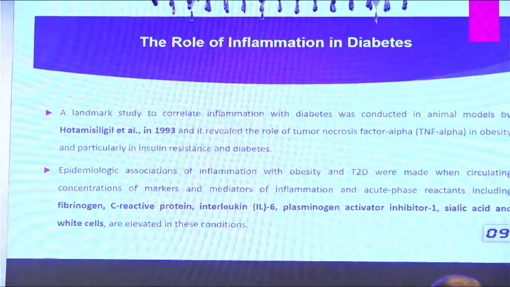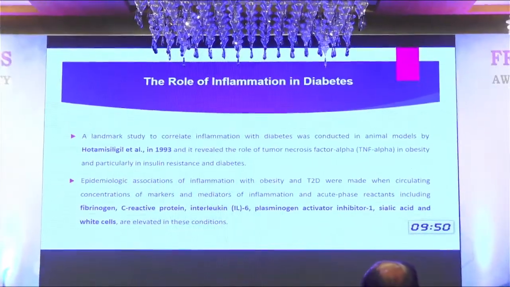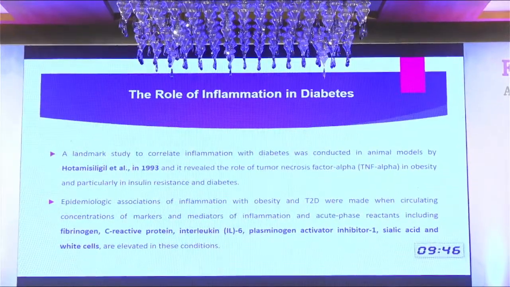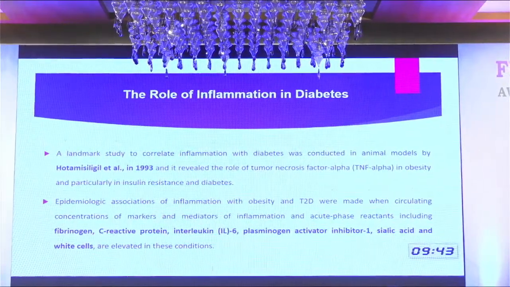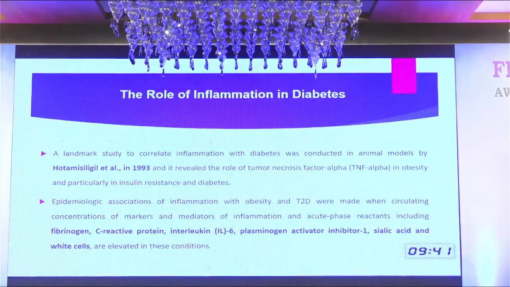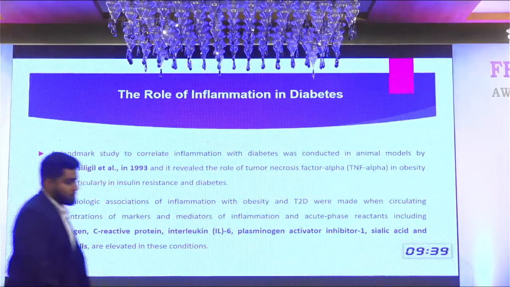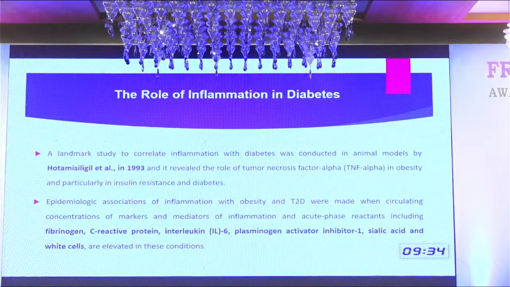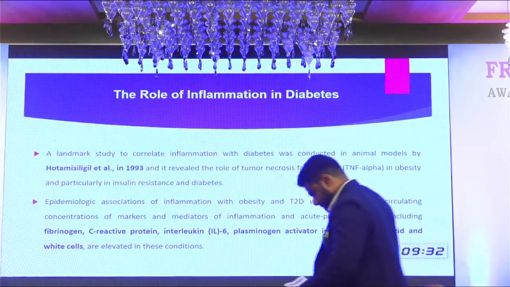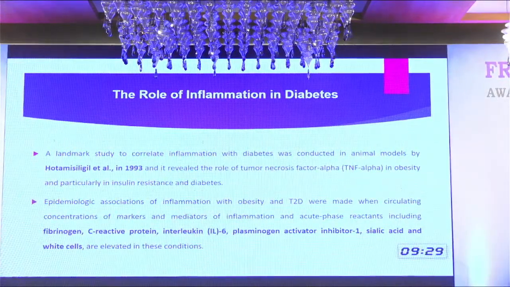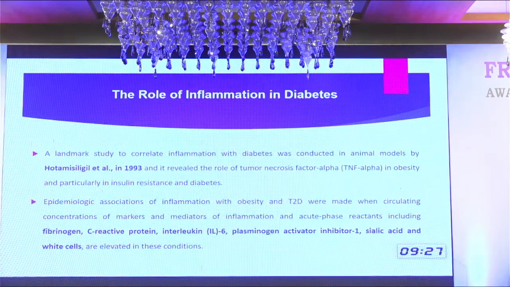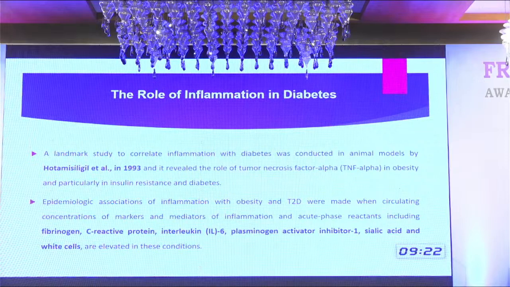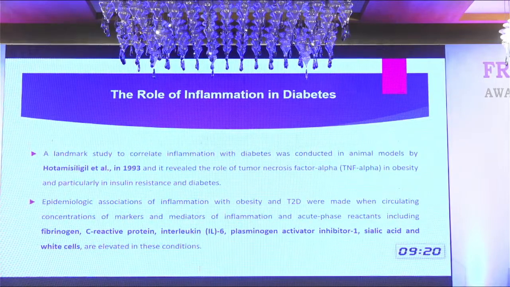Now, this adipose tissue is a very inflammatory sort of soil for inflammation, and it generates a lot of adipokines and cytokines. These cytokines then in turn stimulate the macrophages. The macrophages convert from anti-inflammatory to pro-inflammatory, and that's how this cascade of inflammation begins. And these are characterized by the presence of acute phase reactants in diabetes patients, including increased levels of fibrinogen, C-reactive protein, interleukins, plasminogen activator inhibitor, and so on.